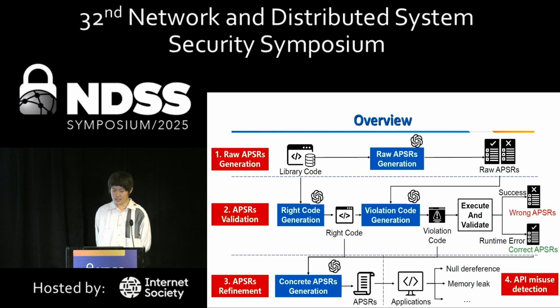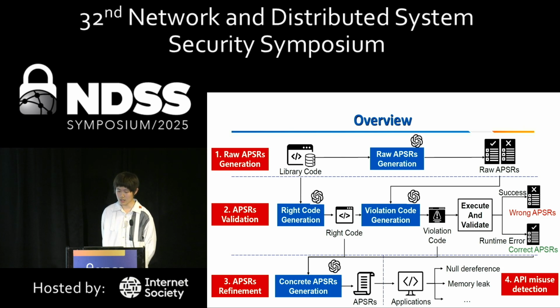Based on these insights, we designed GPT-8, a framework that uses LLMs to generate APSRs and detect API misuse. I will first introduce an overview of GPT-8, which consists of 4 stages. Stage 1 is raw APSRs generation. GPT-8 instructs the LLM to analyze the API source code and generate raw APSRs. Stage 2 is APSR validation. GPT-8 validates the correctness of raw APSRs based on the execution feedback checking method.